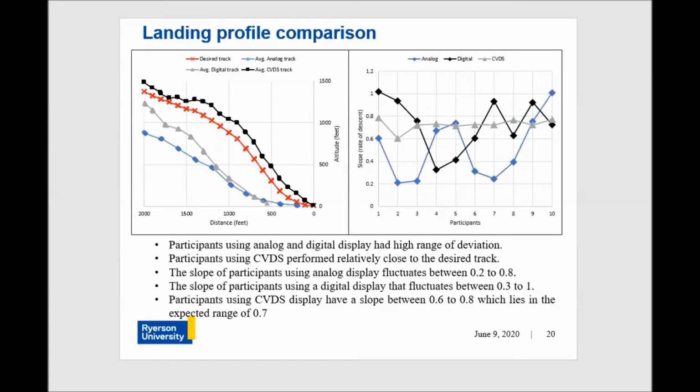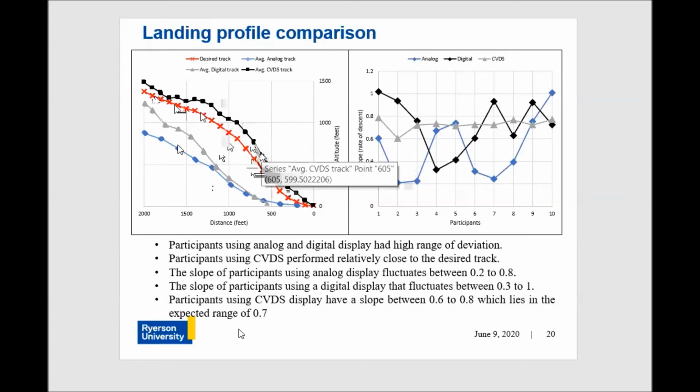as can be seen from the graph shown here, where the averaged track of analog and digital display had a high range of deviation from the desired track, which was not observed in the case of the CVDS track, which was close to the desired track, which also implies that participants were able to follow the desired track closely.